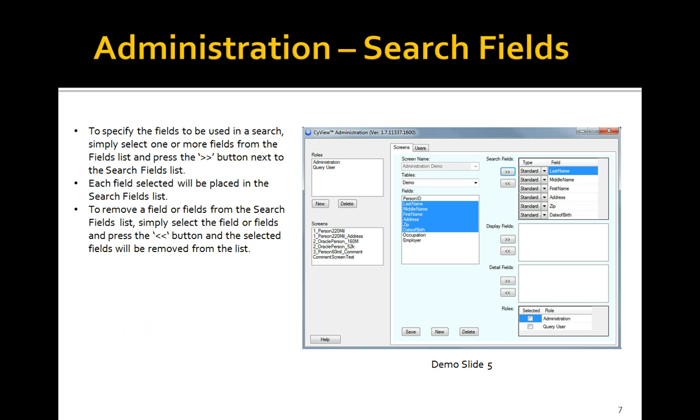In order to search on the fields, they must be entered in the Search Fields list. Select one or more fields from the fields list and click the right arrow button next to the Search Fields box. Here we have made searchable last name, middle name, first name, address, zip, and date of birth. Should a field be selected to be searchable that is not desired, simply click that field name on the list and select the left arrow button next to the Search Fields list and it will be removed.